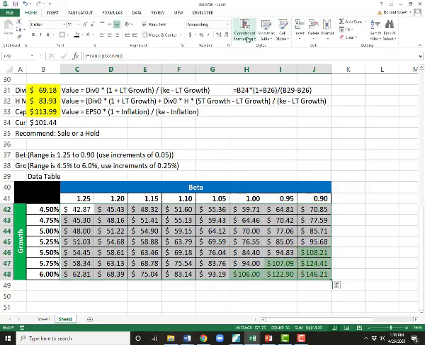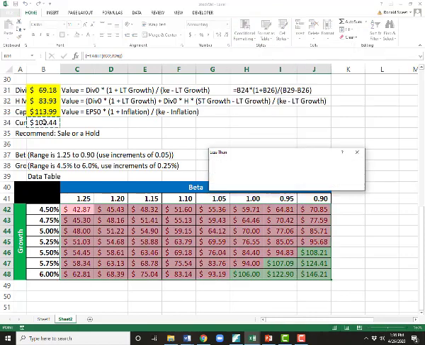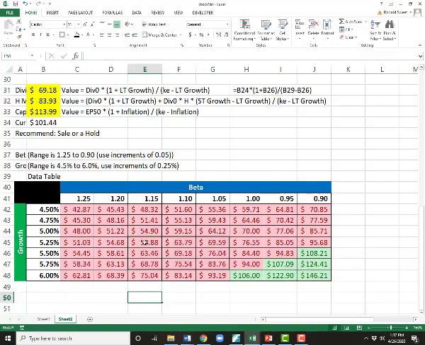Say OK, and then I'm going to do it again, conditional formatting. If it's less than 101.44, I want it to be red. So essentially what I have here is all the red are where I think the stock's expensive, and the green is where I think it's cheap. Now remember, my main base case was this 69.18, so I'm going to highlight that section, and I'm going to do another outline and say, hey, here's the section that is my base case.